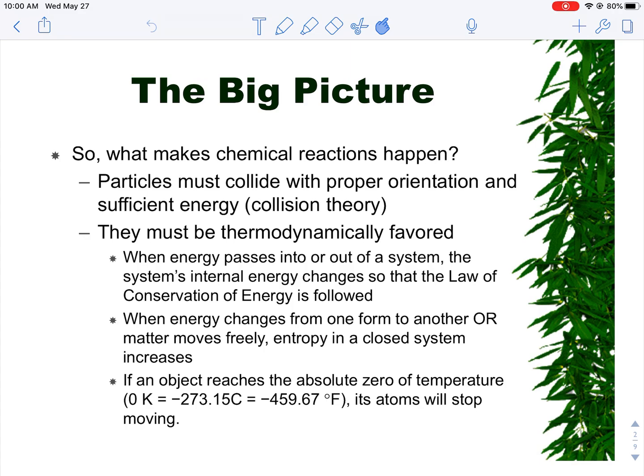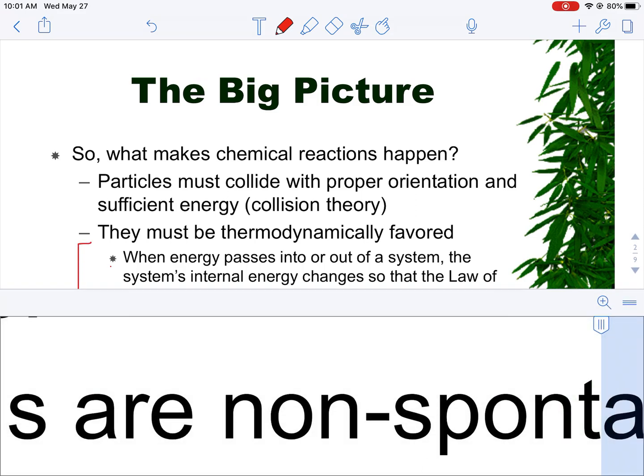Well, earlier this unit, when we were studying kinetics, we learned that particles must collide with the proper orientation and sufficient amount of energy. That's called the collision theory. What we've started to learn recently is that they must also be thermodynamically favored. Thus far, in the thermodynamic portion of the unit, we've learned about enthalpy. What we have here are these three bullets that constitute the laws of thermodynamics.